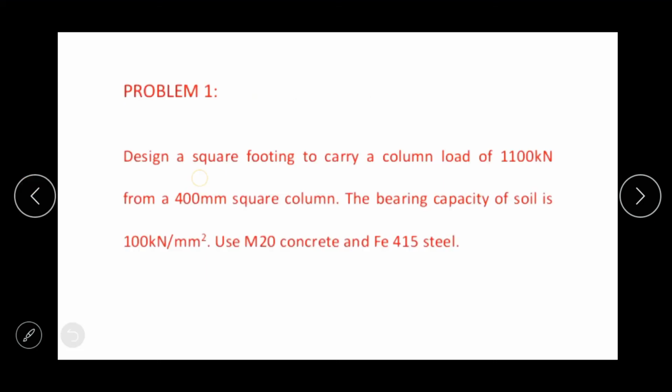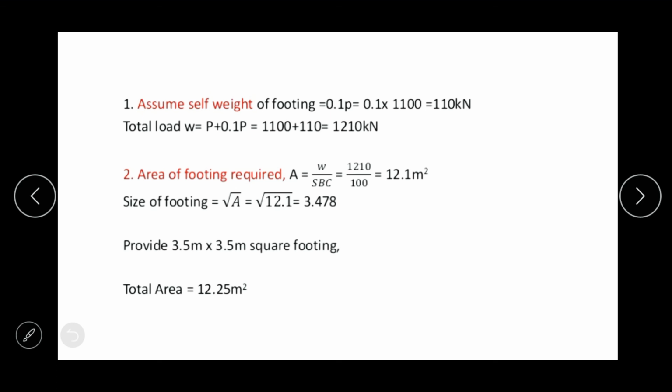Since here it is given to design the square footing, we can calculate the sides of the footing by taking the square root of this area. So square root of this area is 3.478 meter. So let us provide a 3.5 meter by 3.5 meter square footing. So the total area is 12.25 meter square. So after changing the value, we have got this.